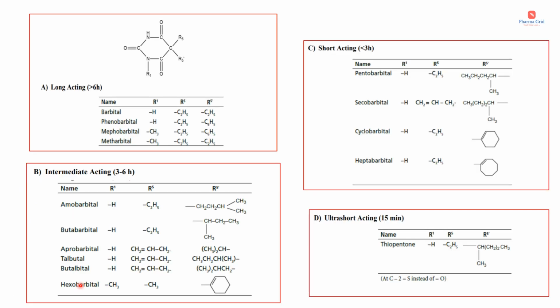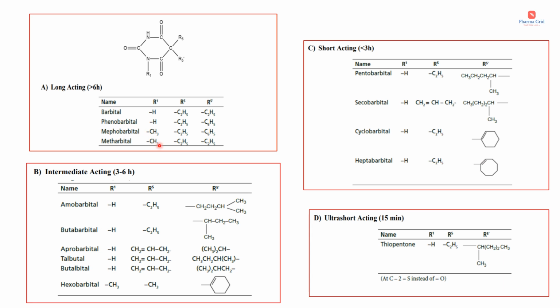So in this slide, I have included the classification of barbiturates. These barbiturates are mainly classified as long acting, intermediate acting, short acting as well as ultra short acting, based on their duration of action. The first classification is long acting. Here these drugs have a duration of action greater than 6 hours. Examples include barbital, phenobarbital, mephobarbital as well as metharbital.